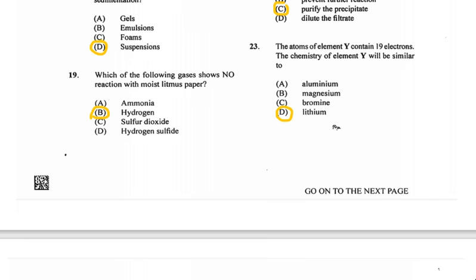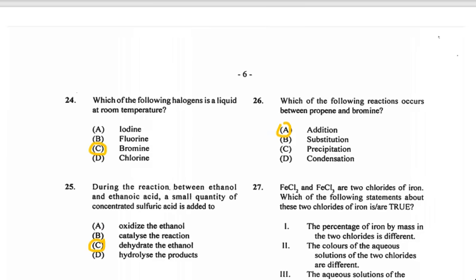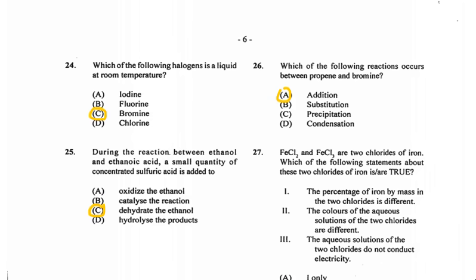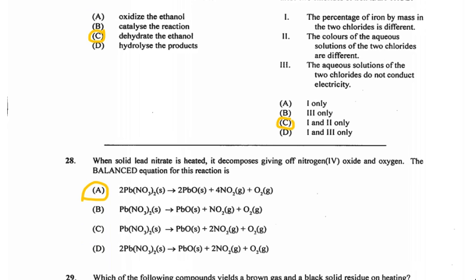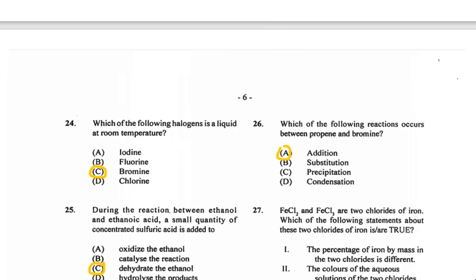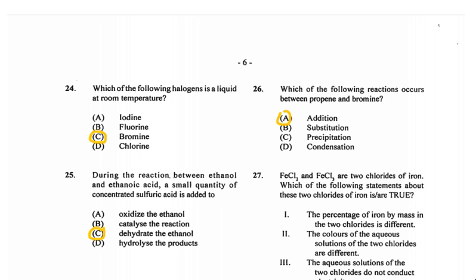Number 22, water was added to the residue, and it was to purify the precipitate. All right. Number 23, the atom of element Y contains 19 electrons, right? The chemistry of element Y will be similar to lithium, all right? Number 24, which of the following halogens is liquid at room temperature? And this one is bromine. Number 25, during the reaction between ethanol and ethanoic acid, a small quantity of concentrated sulfuric acid is added, and it's added to dehydrate the ethanol. Number 26, it says, which of the following reactions occurs between propene and bromine? And it has to do with addition.